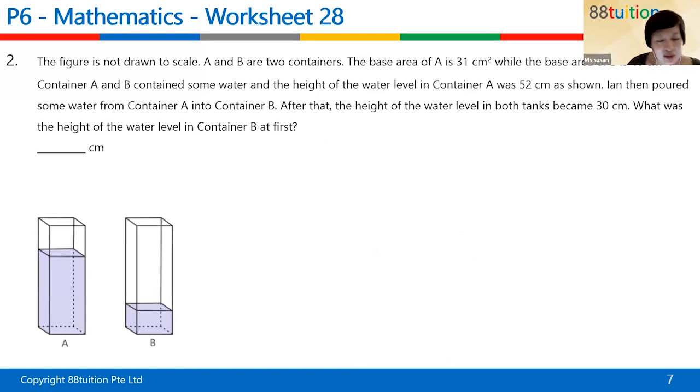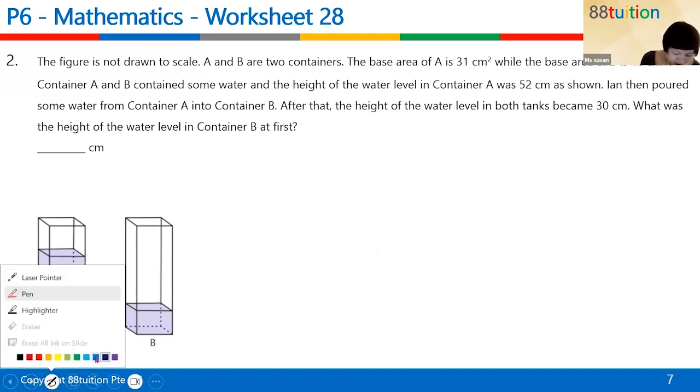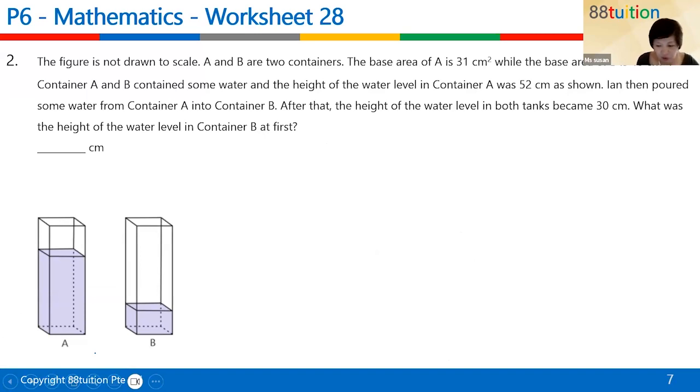Okay? All right, so I do this because of space. I know the words are a little bit small, but this is the best I can do. Okay, this question says there are 2 containers. The base area of A is 31 cm square. Can I put a shortcut BA? In this lesson with volume, anything with base area, I call it BA. Okay, BA is 31 cm square.